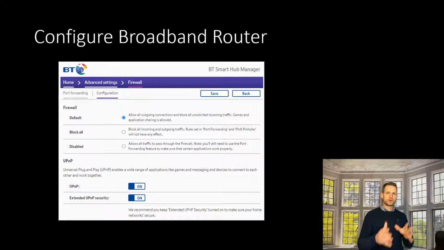Do the same on the router. Log into the router and go check the UPnP settings. Disable it. If you really need to use UPnP, if you like that functionality and you need that in your home network, at least make sure you have extended UPnP security allowed, so at least you will have a second layer of protection on this thing.